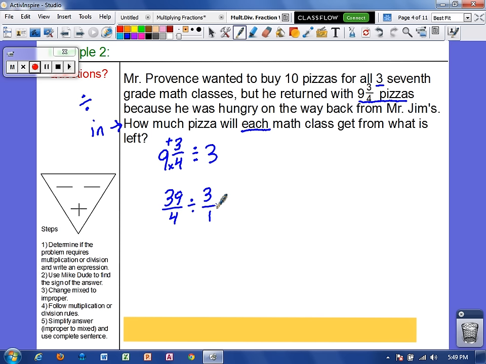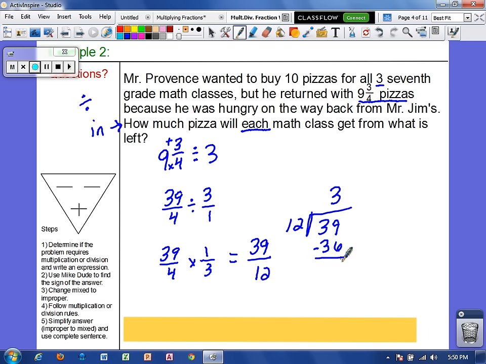Now, we do not divide fractions, okay? We take the second and flip it and then multiply. So that would be 39 over 4 times 1 over 3. Multiply numerators. 39 times 1 is 39. And then the denominator, 4 times 3 is 12. That is improper. So top dog goes in the house. 12 goes into 39 3 times, which is 36. And when we subtract, we get 3.